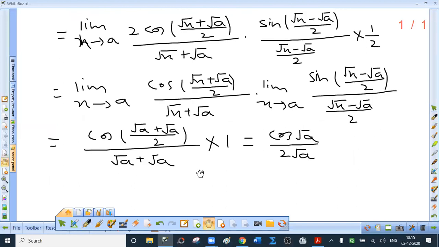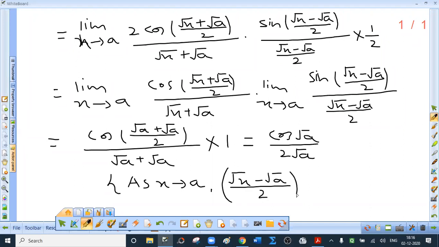Of course, you have to mention the reason. As x tends to a, the angle (root x minus root a) upon 2 tends to 0, and limit y tends to 0, sine y upon y is nothing but 1.